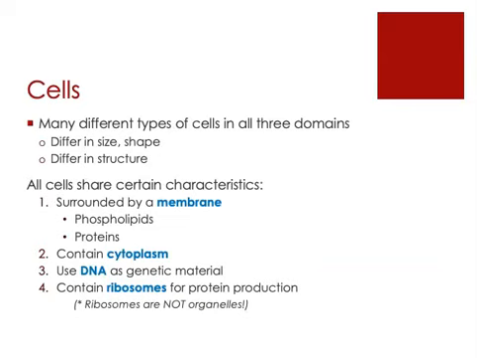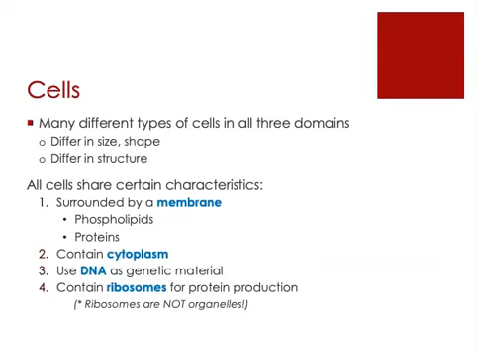All cells use DNA as their genetic material. They use DNA to store their genetic information. And finally, all cells contain ribosomes. And ribosomes are the cellular machinery that is used to produce protein.